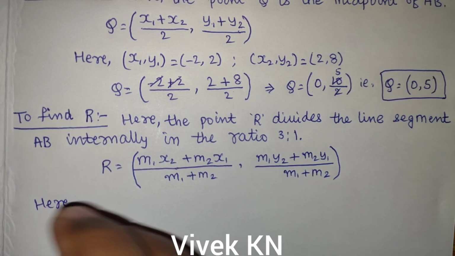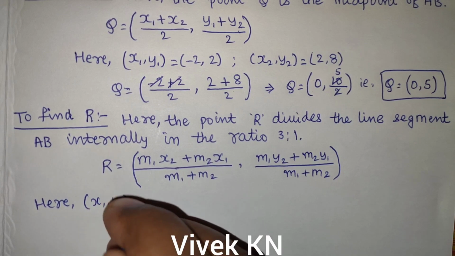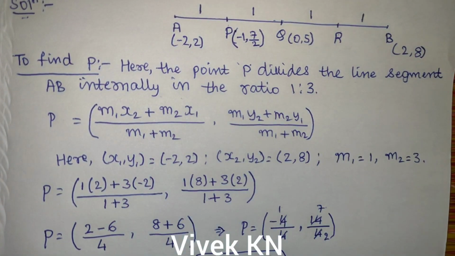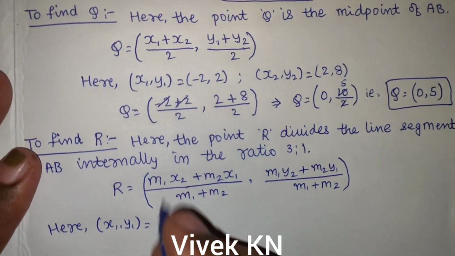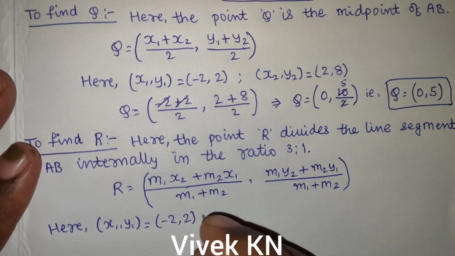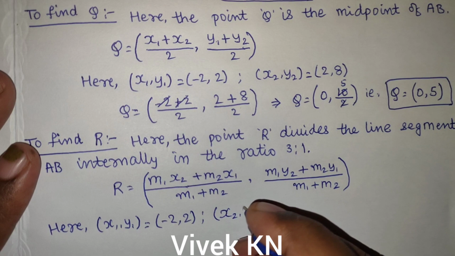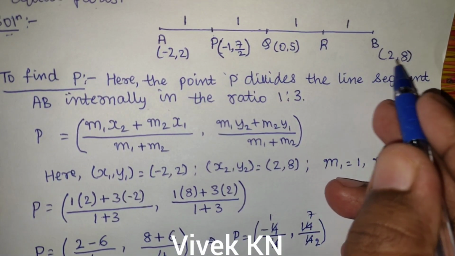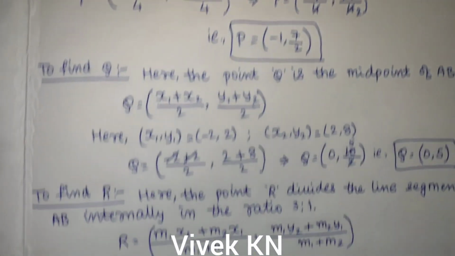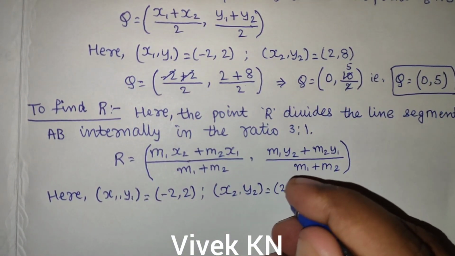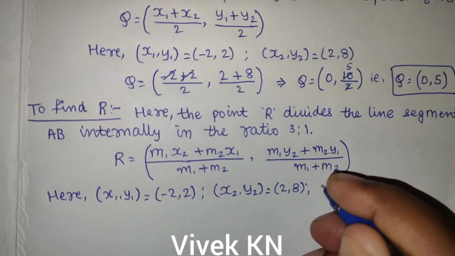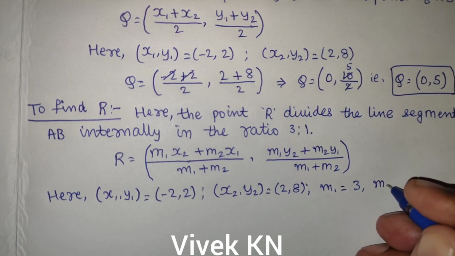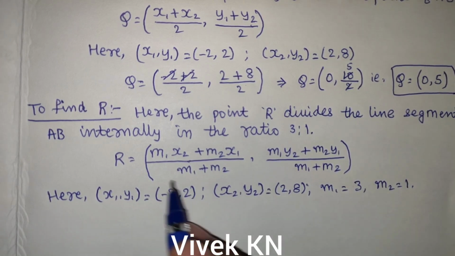Here x1 comma y1 is minus 2 comma 2, and x2 comma y2 is 2 comma 8, and m1 is 3, m2 is 1. Now let us substitute all these values in the section formula.